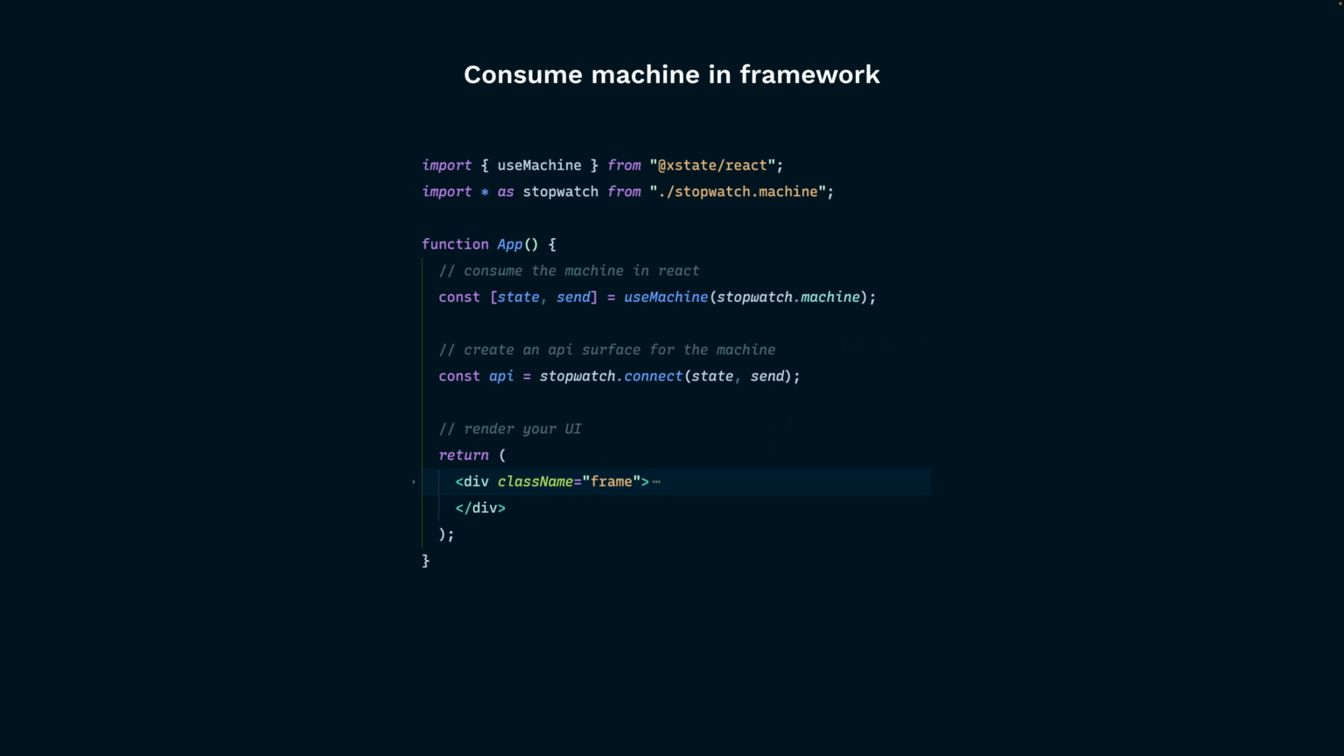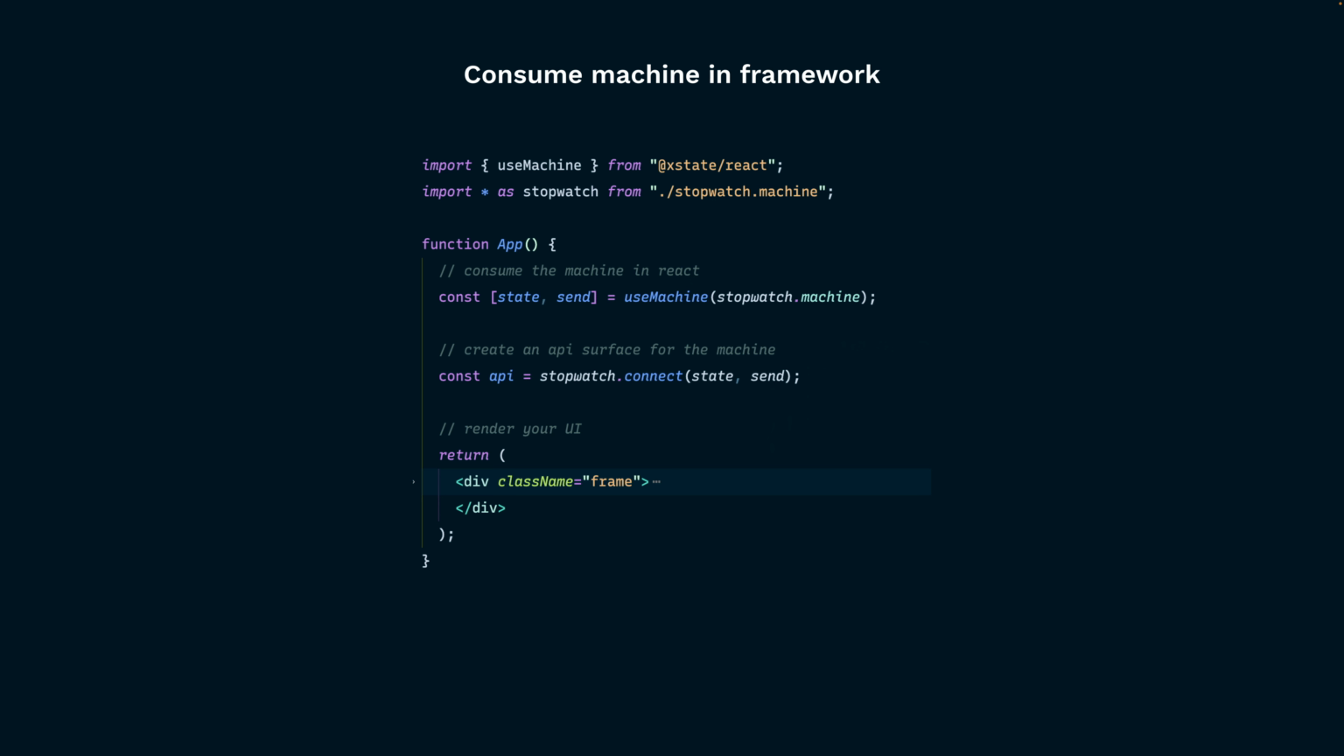And a send. If you're used to the reducer pattern or Redux, this is very synonymous to the dispatch function. Right now I just chose to call it send. So we have the state and the send, which are basically the output from this useMachine hook.